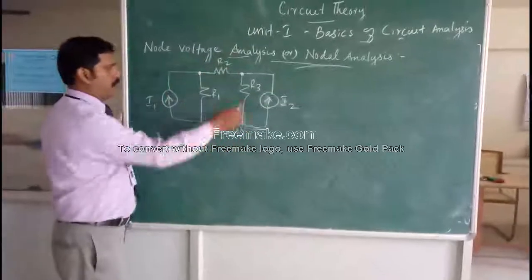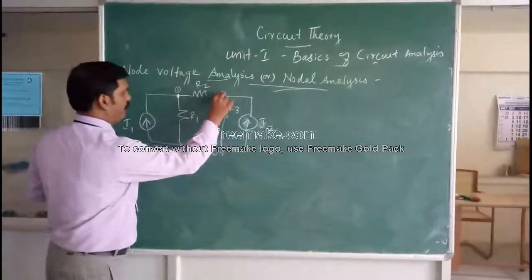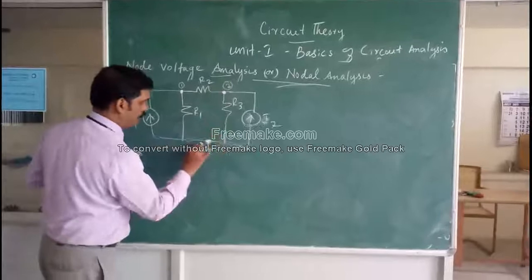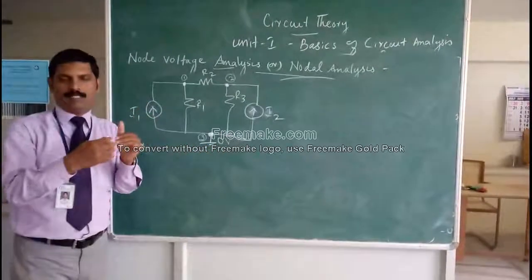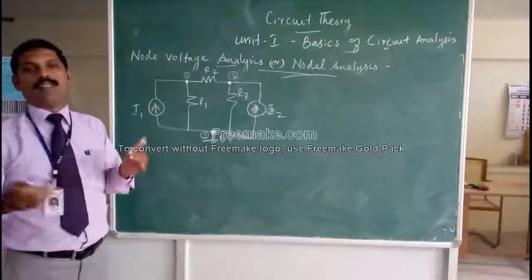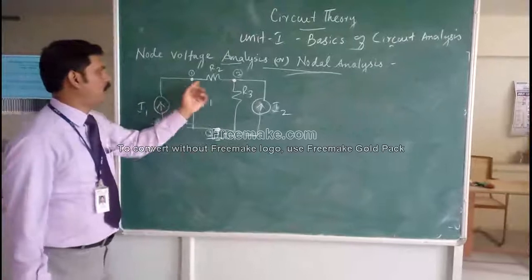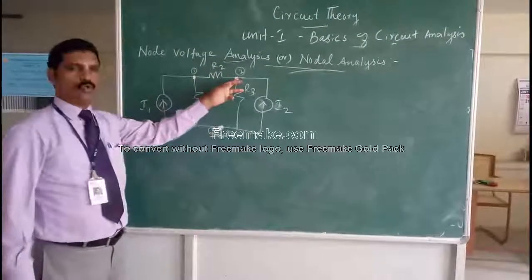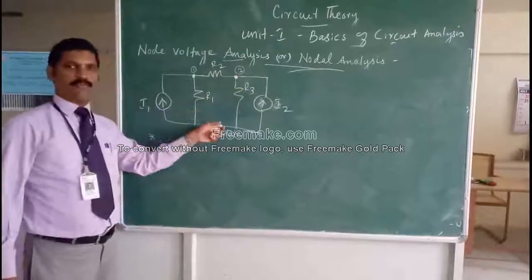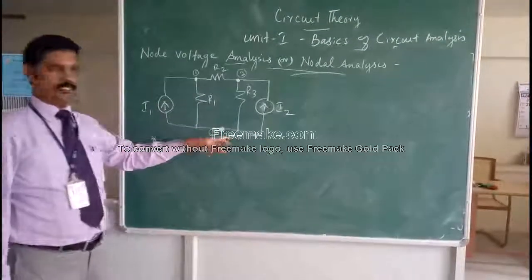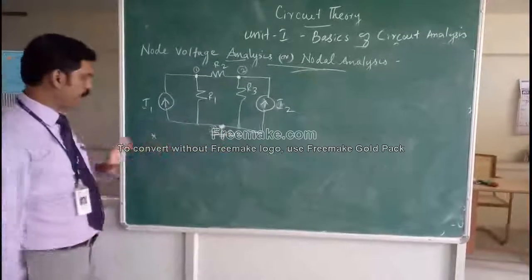Going through this circuit, I can find node 1, node 2, and node 3. What is a node? A node is the place where two or more branches meet. You can see here the current source, resistance R1 and R2 connected to node 1. At node 2 you can see R2, R3 and this source connected. And this is taken as the reference node, and the voltage referred to this node is 0.